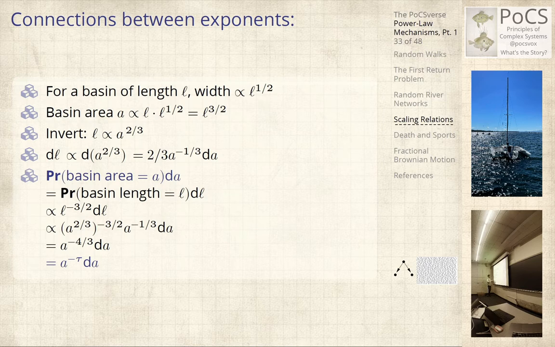So we have this L to the minus 3 halves, which is a very dangerous kind of situation, right? The exponent is between 1 and 2. So we expect very large things when we sample from this. And we did this little transformation of variables business and got to A to the minus 4 thirds for area, right? So basin area. And then we'll say this is A to the minus tau.